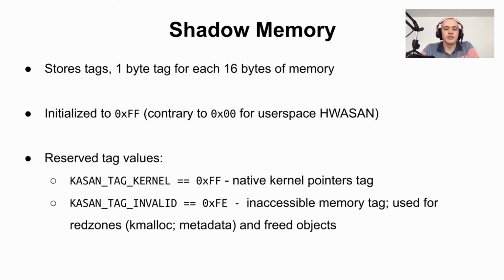And when it comes to tag values, we actually do have 2 reserved tag values that are not being used when random tags are being generated. The first one is FF, because it's a native kernel pointer tag, like native kernel pointer top byte. And the second one is invalid, which is FE, and we use it for memory that is definitely inaccessible. For example, KASAN actually stores metadata per each allocated object, and this metadata stores handles to stack traces, allocation and deallocation stack traces, and we mark that metadata with FE. And we also mark freed objects with the invalid tag.